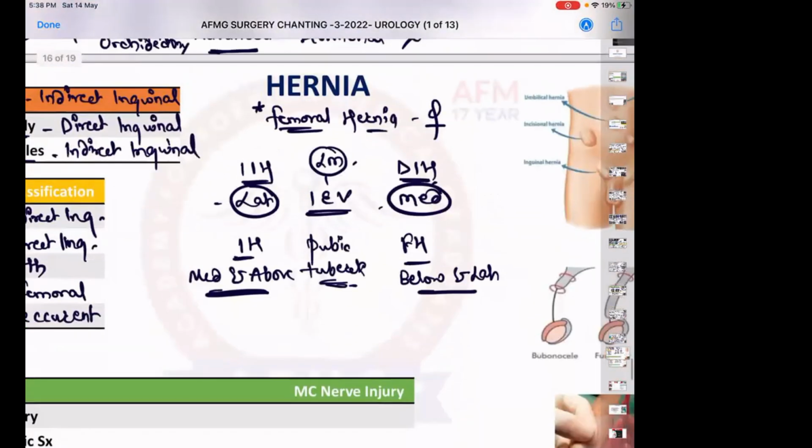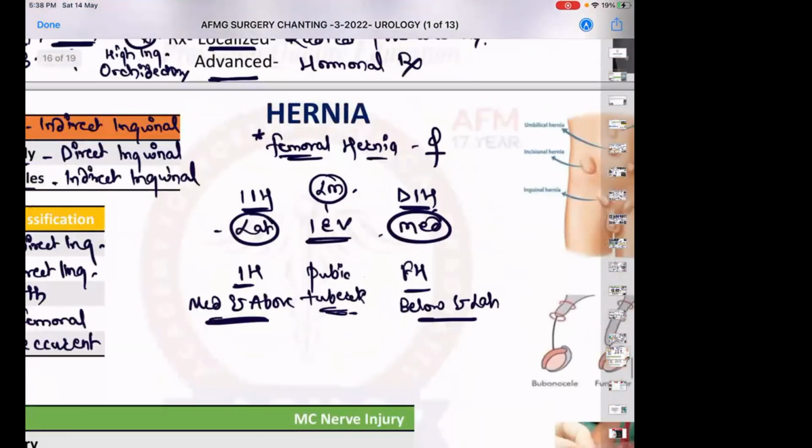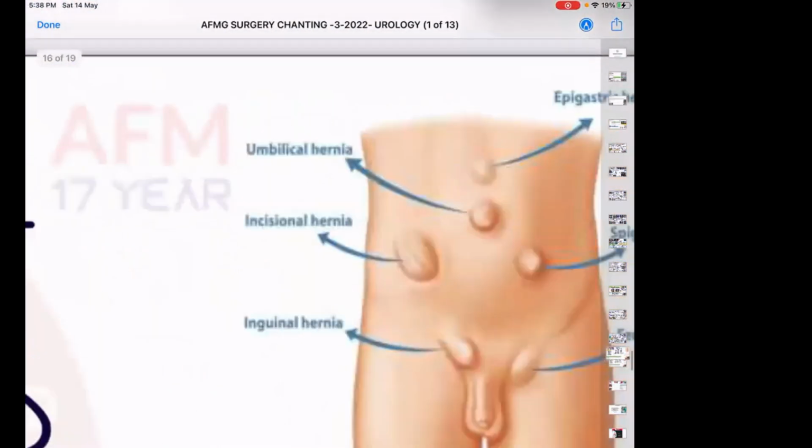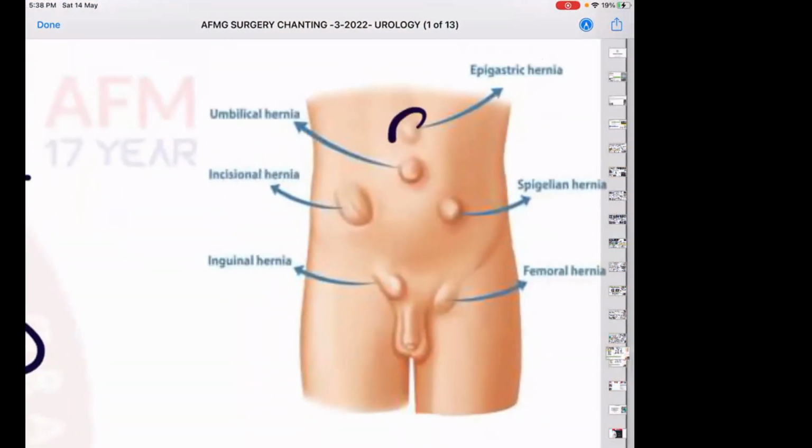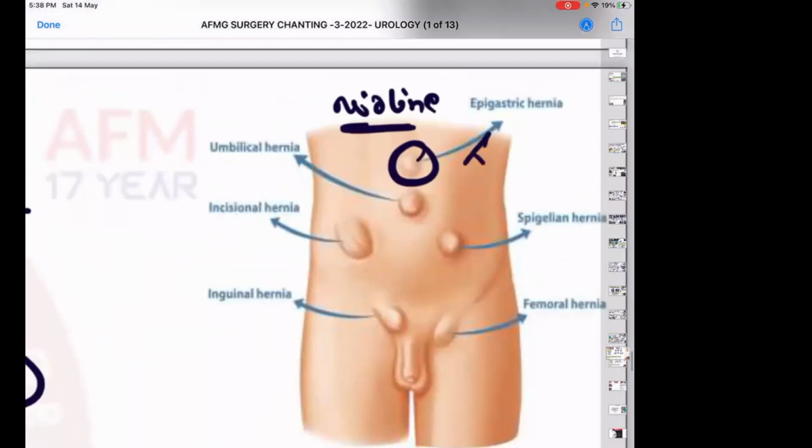Then these are the various types of hernia, as you can see over here. If the hernia arises from the midline, which is called the linea alba, then it is an epigastric hernia. It is nothing but fat coming out from the linea alba, and that is the epigastric hernia.